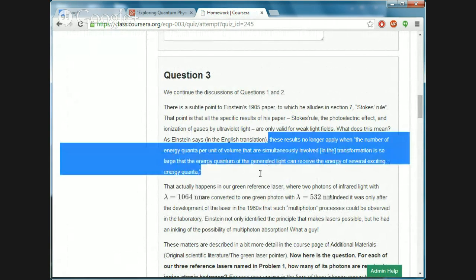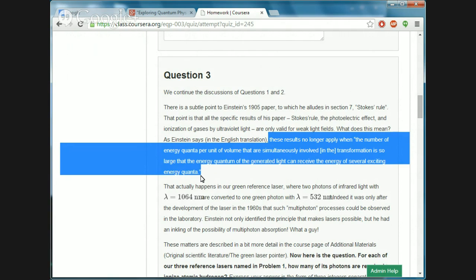Einstein goes into this photoelectric effect. We were talking about this at lunch today. But he says this only applies when there are relatively few quanta of light present. These no longer apply when the number of energy quanta per unit of volume that are simultaneously involved in the transformation is so large that the energy quantum of the generated light can receive the energy of several exciting energy quanta. That's a prediction of multiphoton processes, which no one had ever seen at the time that paper was written, which were made only possible by the invention of the laser that Einstein predicted in 1917.